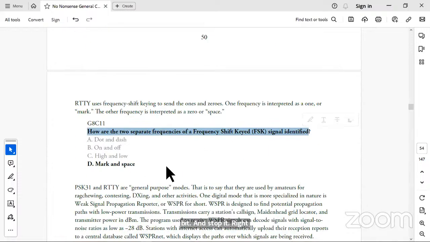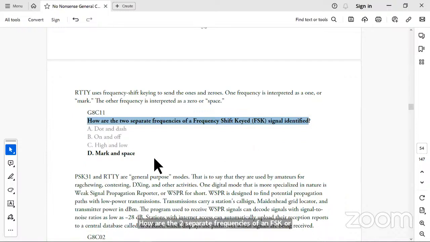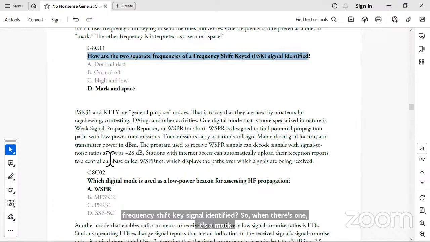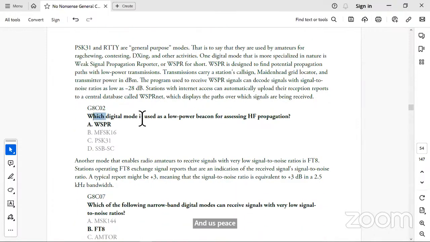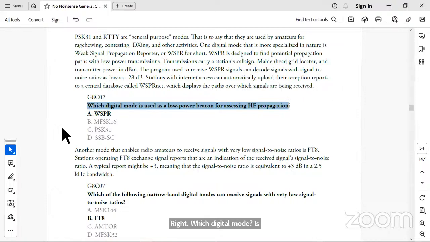How are the two separate frequencies of an FSK or frequency shift keyed signal identified? So remember those ones and zeros, it's a mark and a space. Which digital mode is used as a low power beacon for assessing HF propagation? So we said that is WSPR, or whisper, weak signal propagation.